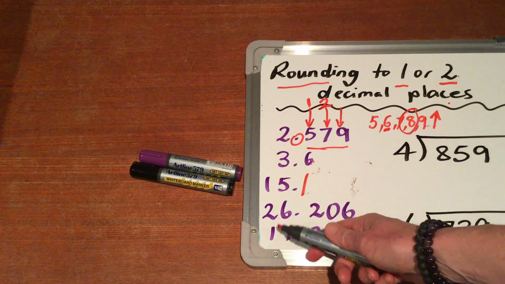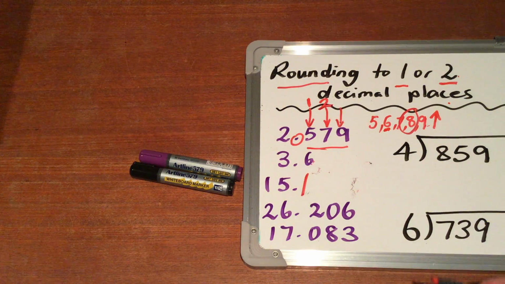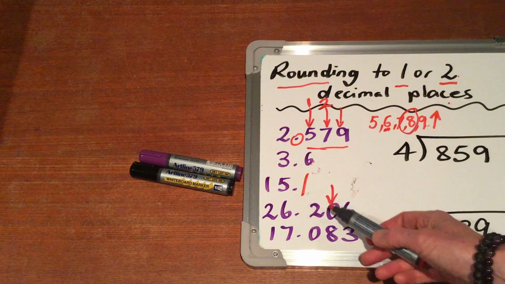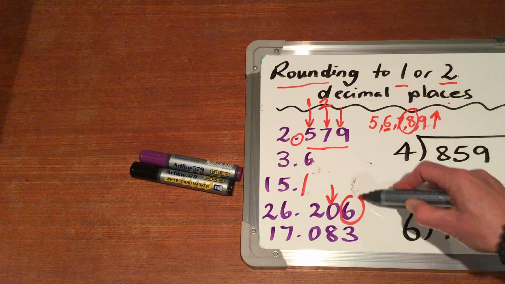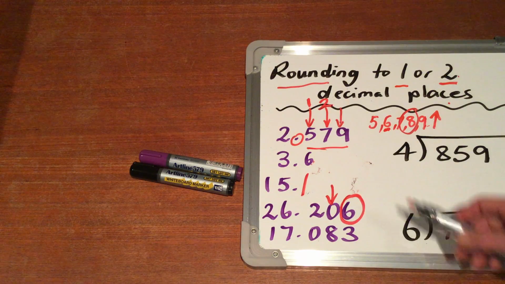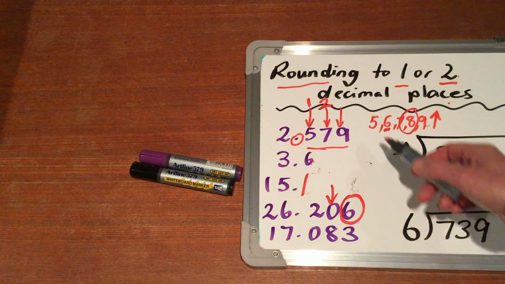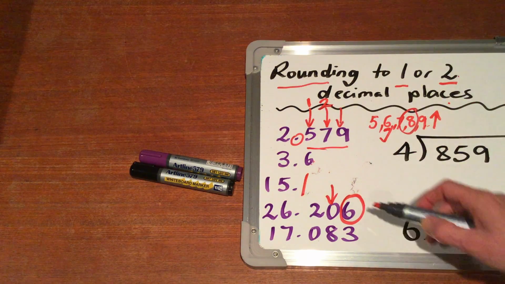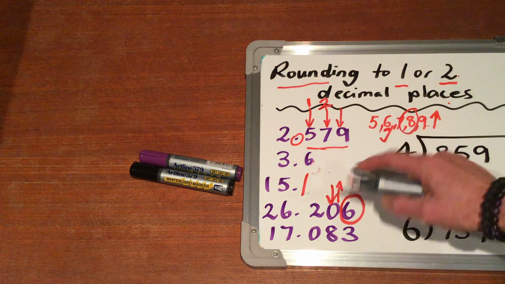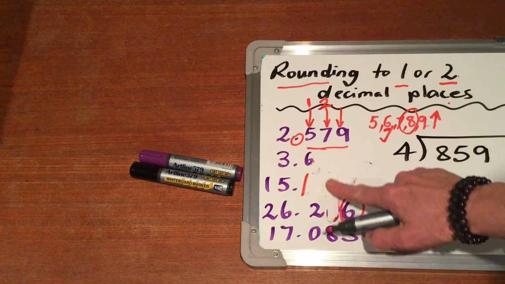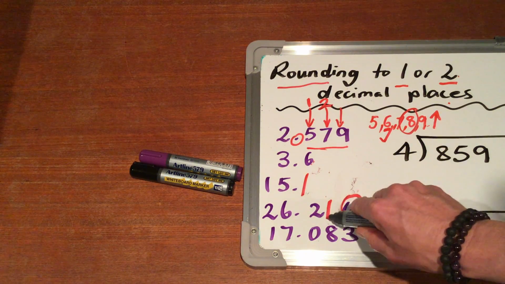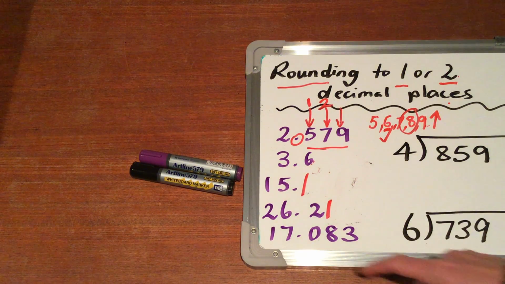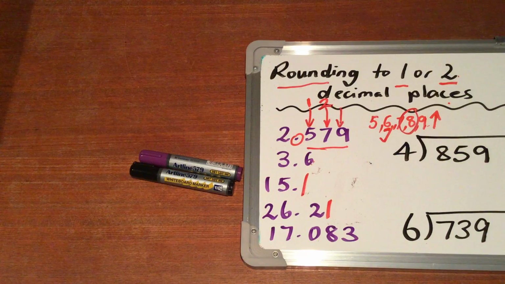Okay, let's have a look at the next one, 26.206. I'm going to round to 2 decimal places, 1, 2. So the one right next to it on the right-hand side, does it increase this one more? Is it one of these numbers? Yes, it is. It's a 6. So this goes up 1 and it changes into the number 1. And then we can drop this little fella off. Now we've rounded to 2 decimal places.